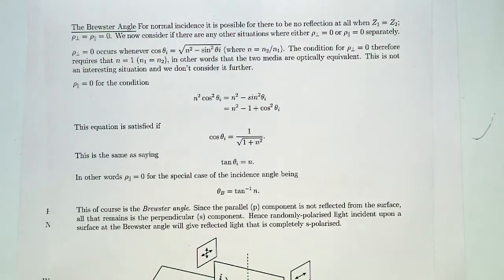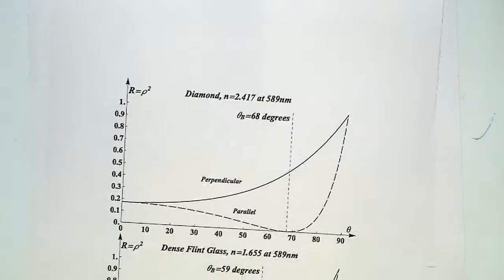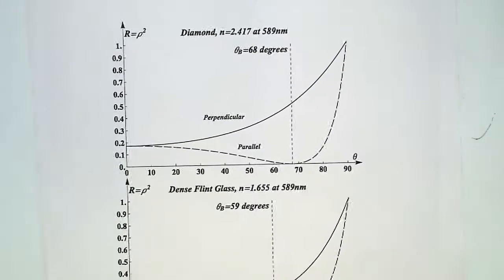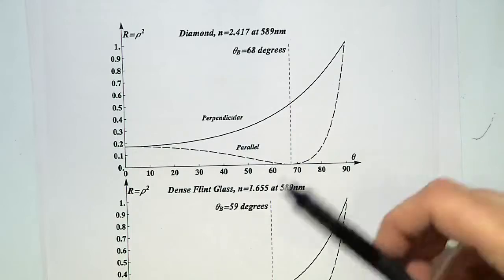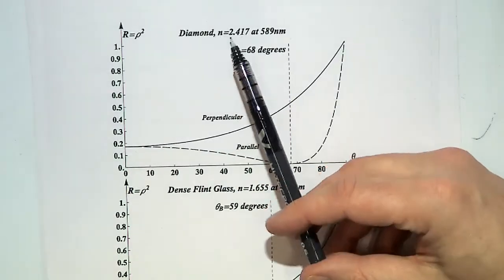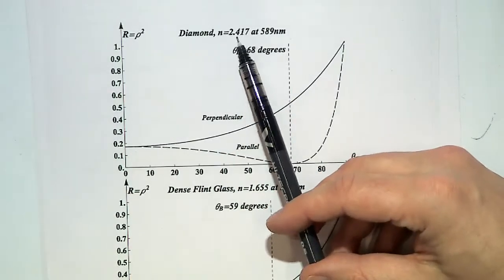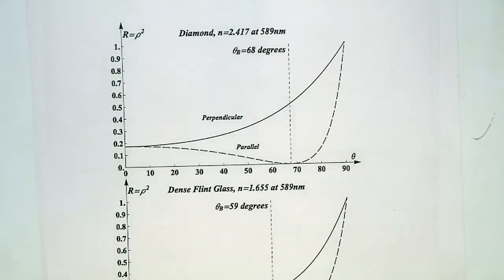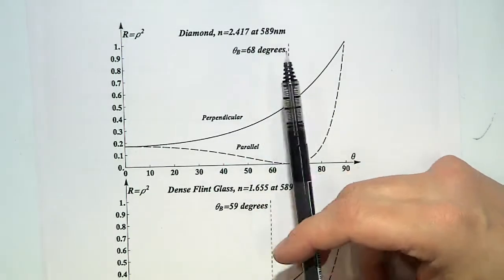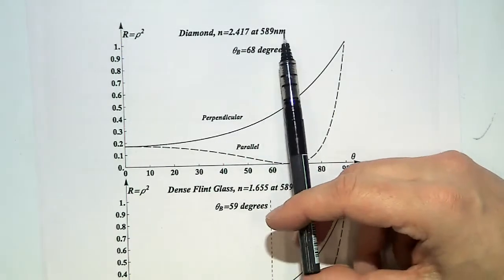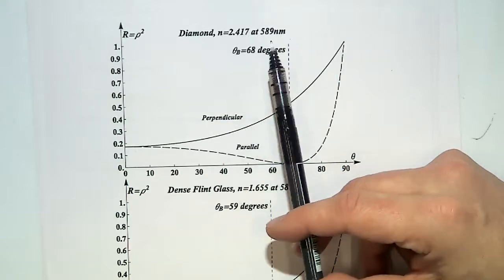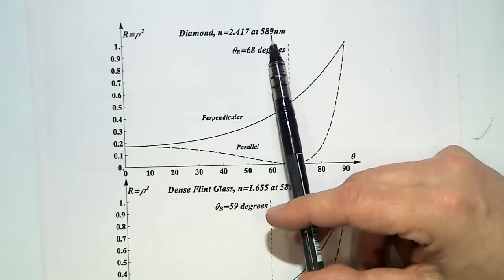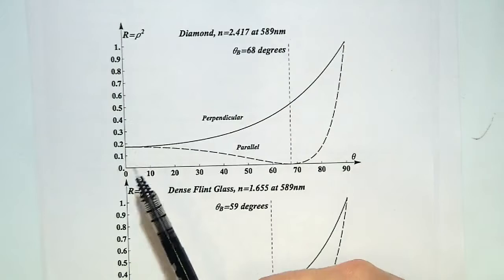Let's look at two materials. Okay. So let's see how that works. So here we're plotting, this is for diamond, where the refractive index is quite high, it's about 2.4. And we're looking at 589 nanometer wavelengths, because of course the refractive index varies with wavelength by some amount. But let's say I've got monochromatic light at 589 nanometers, and I vary the incident angle.